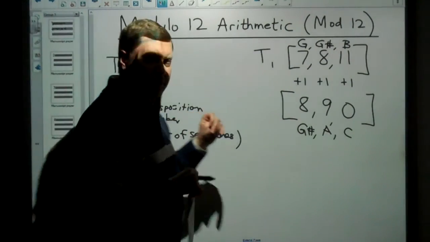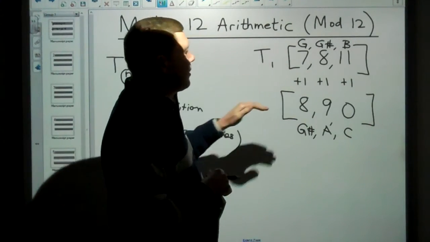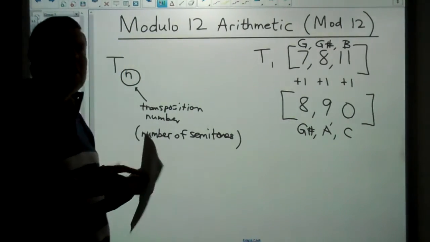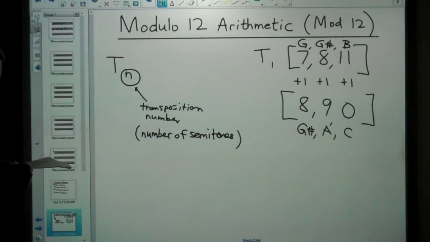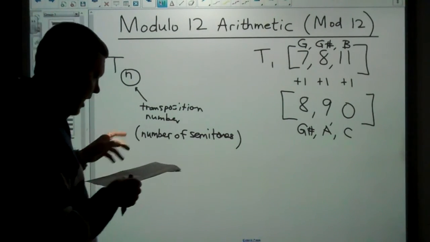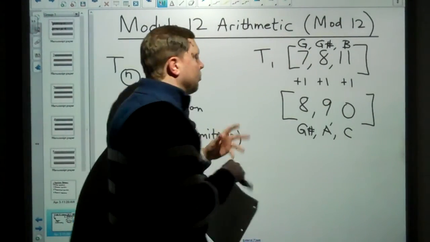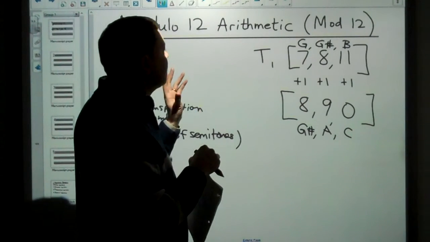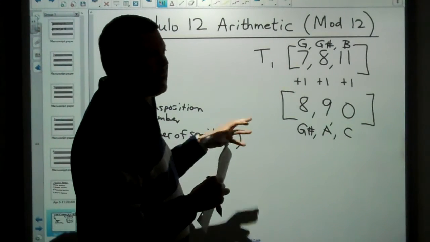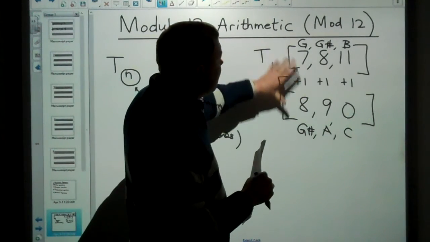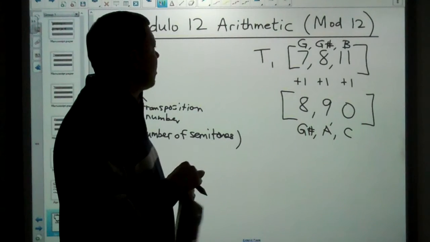Now, transpositional equivalence means that these two pitch class sets, 7, 8, 11 and 8, 9, 0, are said to be equivalent. They are transpositionally equivalent. That is to say, they are the same in every way except for being a half step apart. We'll find out in a future lecture that these pitch class sets actually belong to the same family.